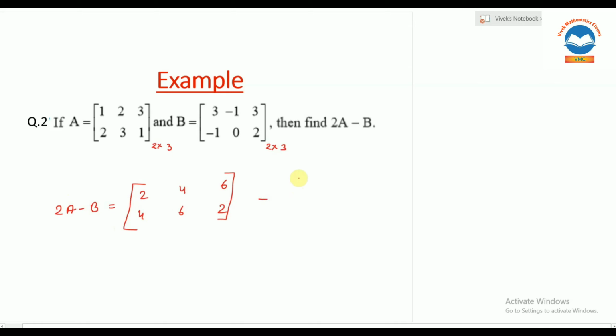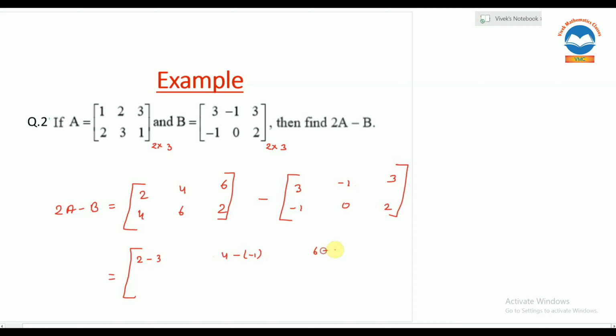And from this you have to subtract this B matrix. What is your B matrix? 3, minus 1, 3, minus 1, 0, 2. So if you subtract this, what will happen? Corresponding elements you have to subtract. It means 2 minus 3, 4 minus minus 1.